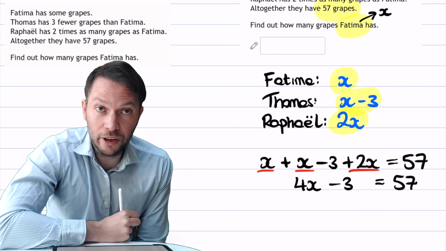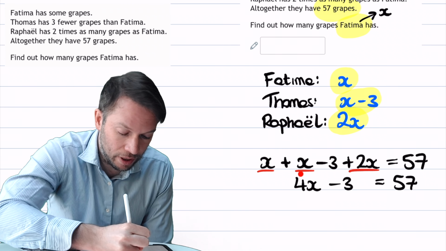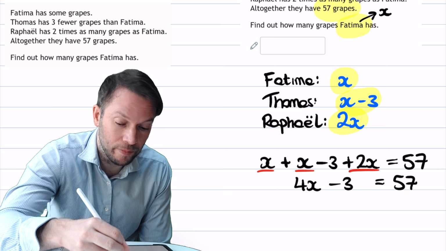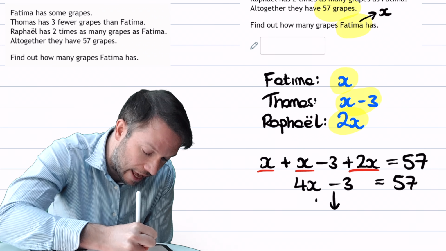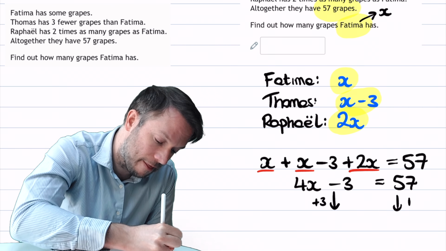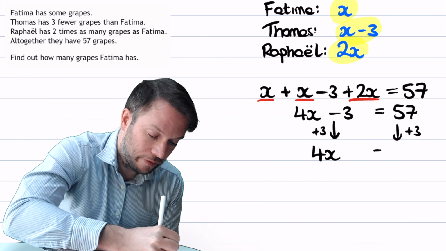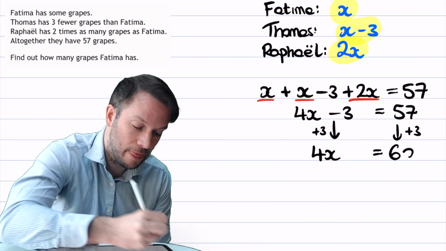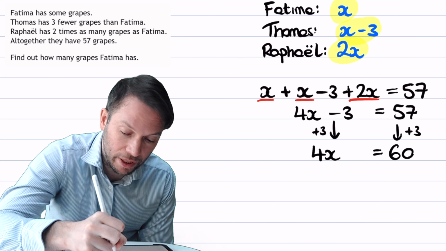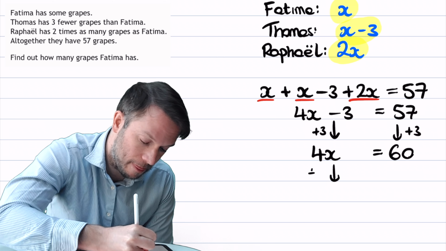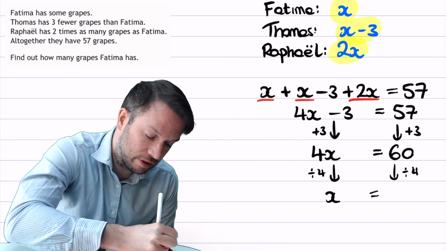Now we want to get x on its own, so we undo the stuff around x to get x on its own. x is being multiplied by 4, and then we're subtracting 3. So we want to undo the last thing done to x. We want to undo the minus 3 by adding 3 to both sides of the equation. So the plus 3 gets rid of the minus 3, leaving 4x, and 57 plus 3 is 60. And then to get rid of the 4 in front of that x, we're going to divide both sides of the equation by 4. And that gives you x is equal to 15.